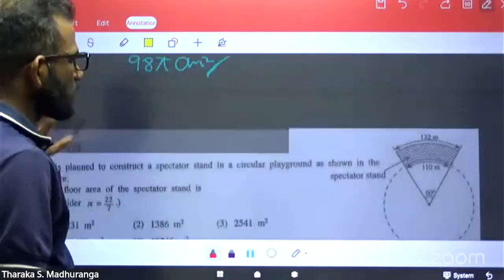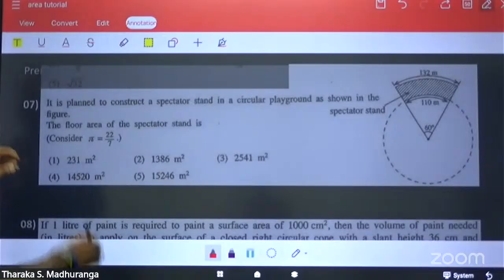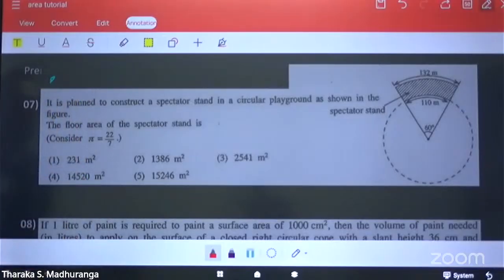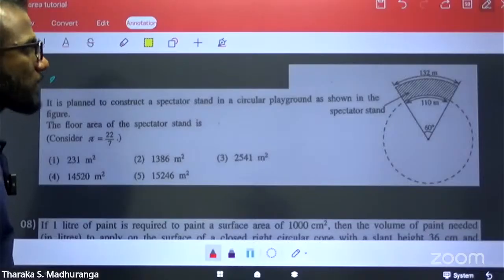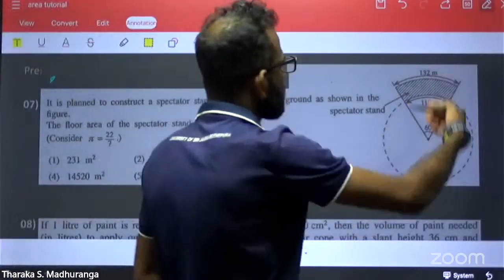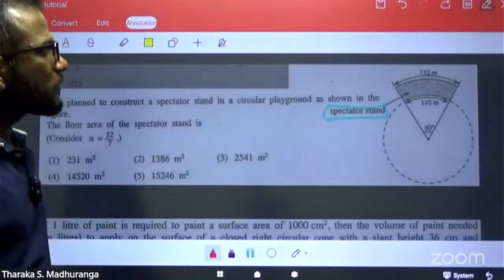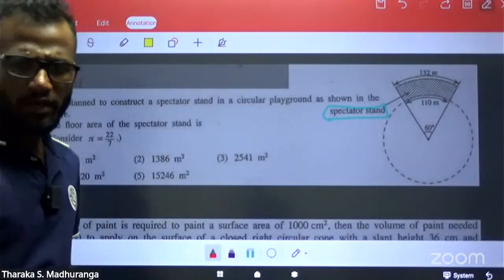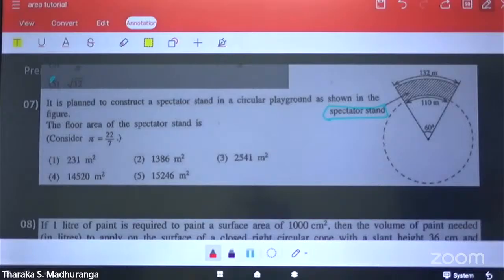Okay. They are simple questions. Last question for today. It is planned to construct a spectator stand in a circular playground as shown in the diagram. The floor area of the spectator stand is, that means the shaded area is asking. This stand is given. This is the shaded area. Okay, calculate. The question asks again for the shaded area. Okay, I can give you 2 minutes. Quickly get the answer. Again, same type, no? It is a sector part.